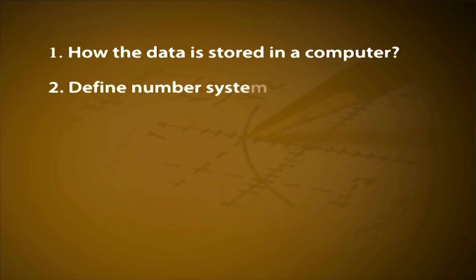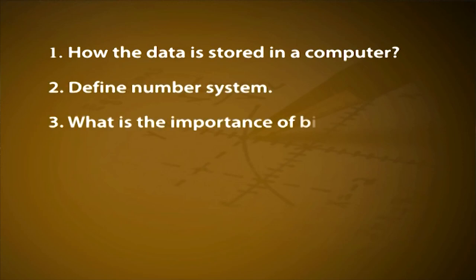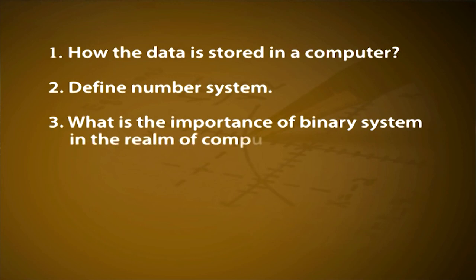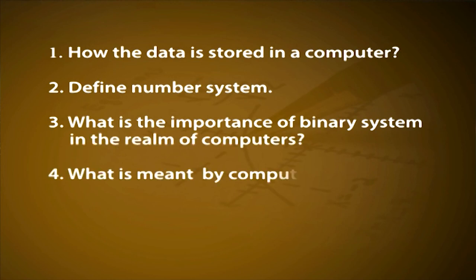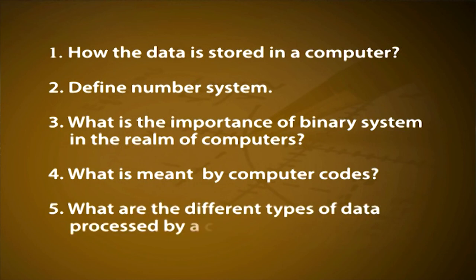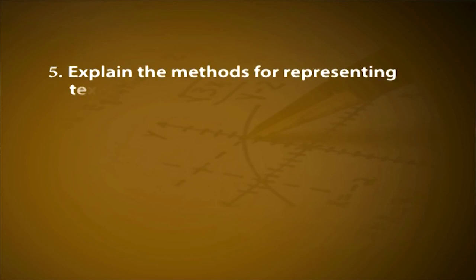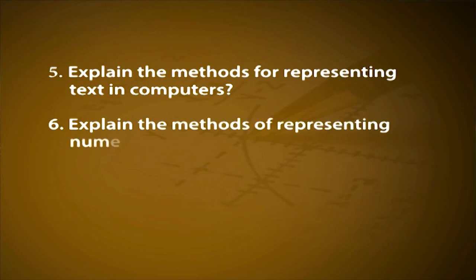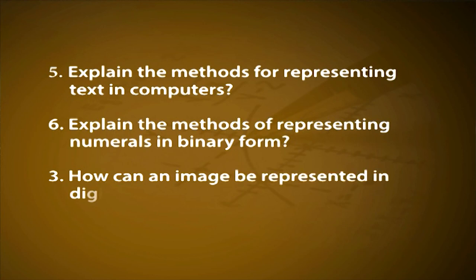Before we conclude, please try to answer these questions. How is data stored in a computer? Define number system. What is the importance of the binary system in the realm of computers? What is meant by computer codes? What are the different types of data processed by a computer? Explain the methods for representing text in computers. Explain the methods of representing numerals in binary form. How can an image be represented in digital form?